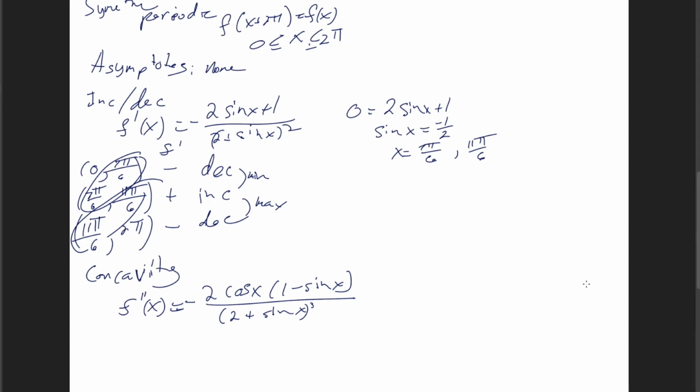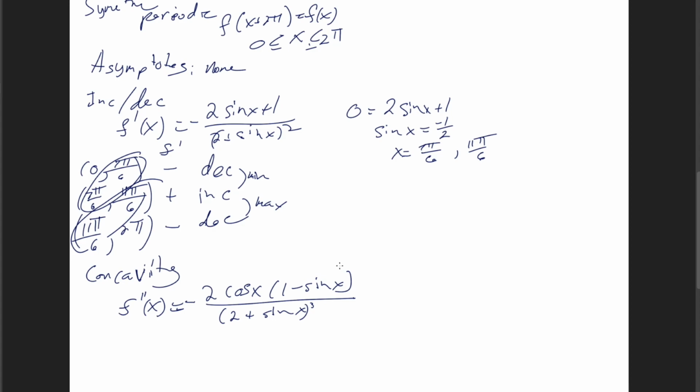So here we want to test points. Notice that this will always be positive. Since sine can only go from -1 to 1, this is always positive, so we don't worry about that. The other thing we need to worry about here is when this top part is 0. So when is this 0 between 0 and 2 pi?